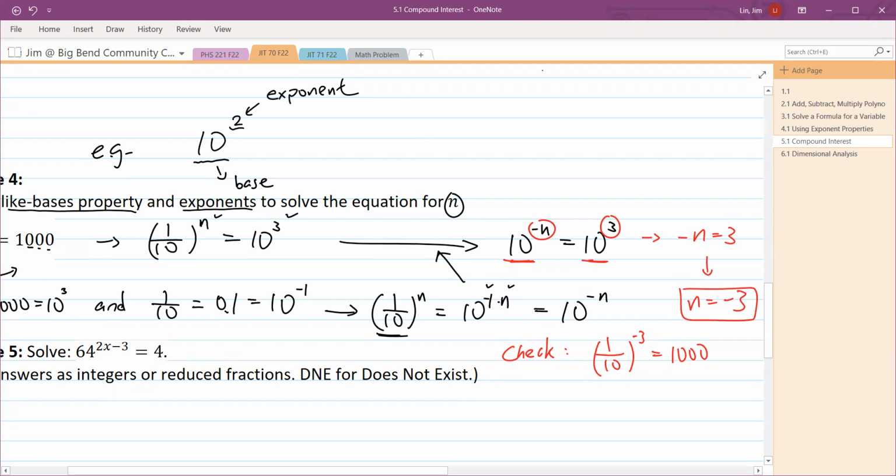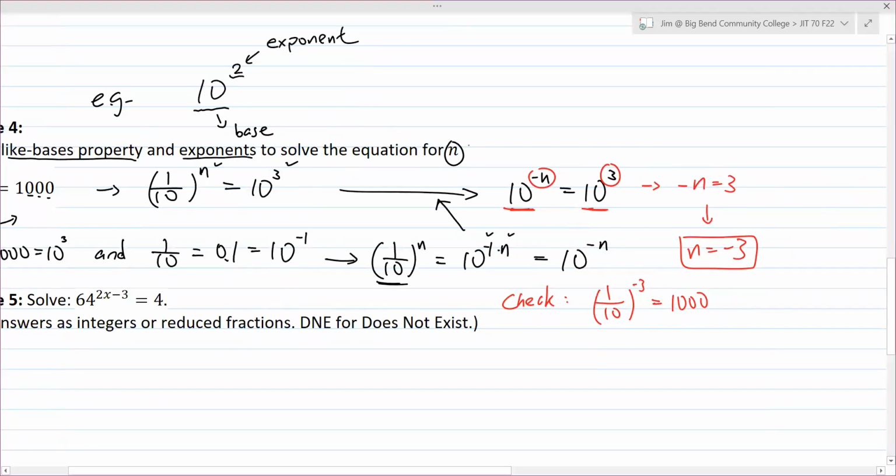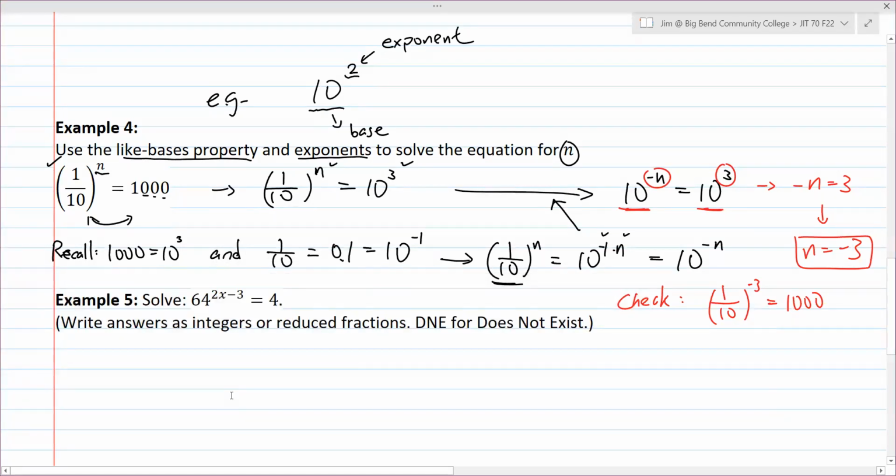So this is how the like base property works. The goal is always the same. You turn the base values into the same for both sides of the equation. Well, let's practice another one. Example number 5. Solve this equation.